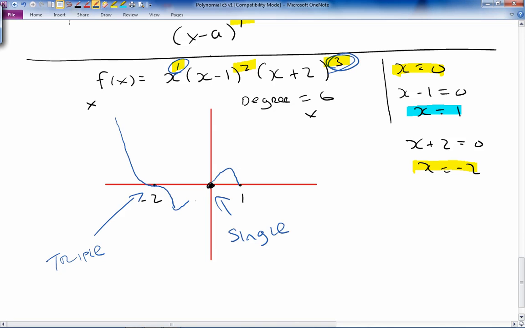Double root comes down and just touches. So there is double root coming from that exponent. And that's the basic shape. Now you don't know exactly where these bumps are, but that's for another higher level math course. But there's a basic shape of the graph.